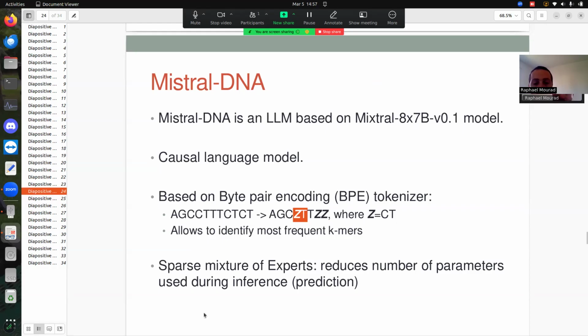DNA also comprises a sparse mixture of experts that reduces the number of parameters that are used during inference. So it's also a way to make the model more efficient during inference.